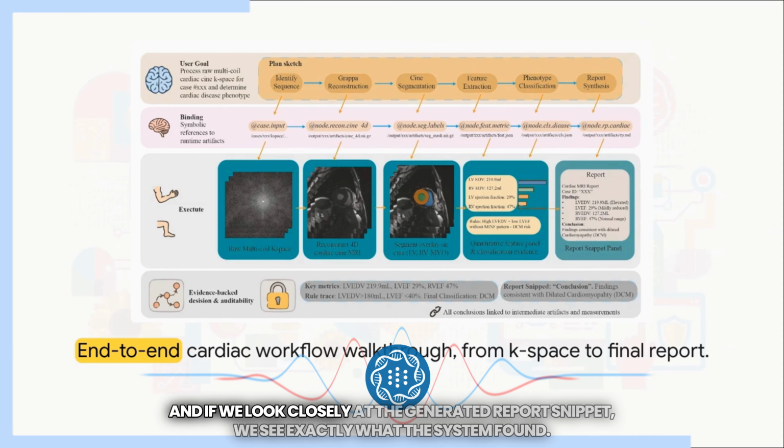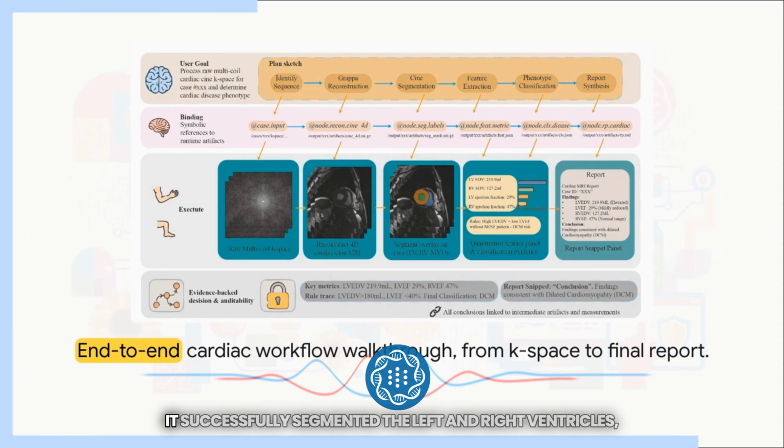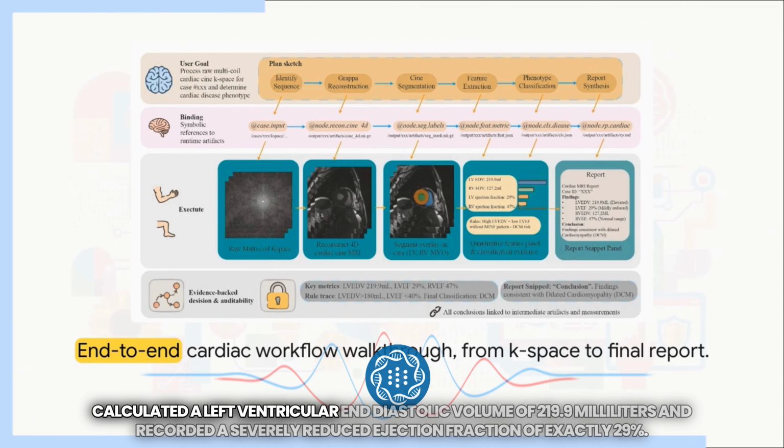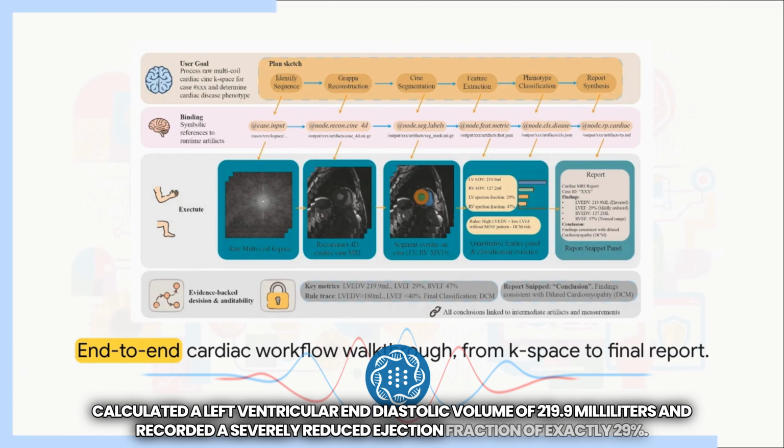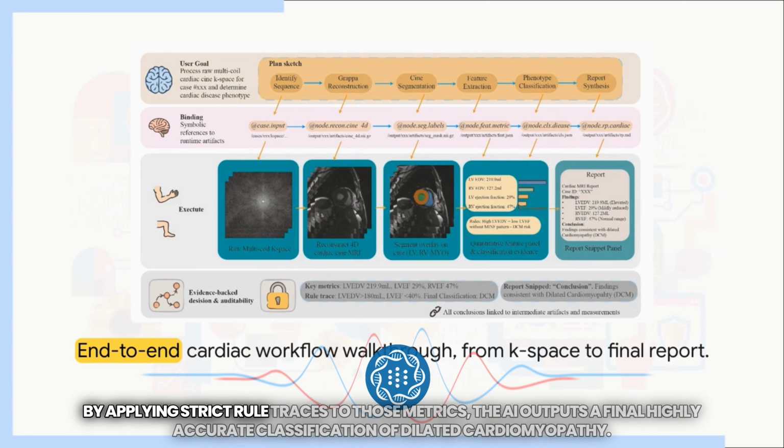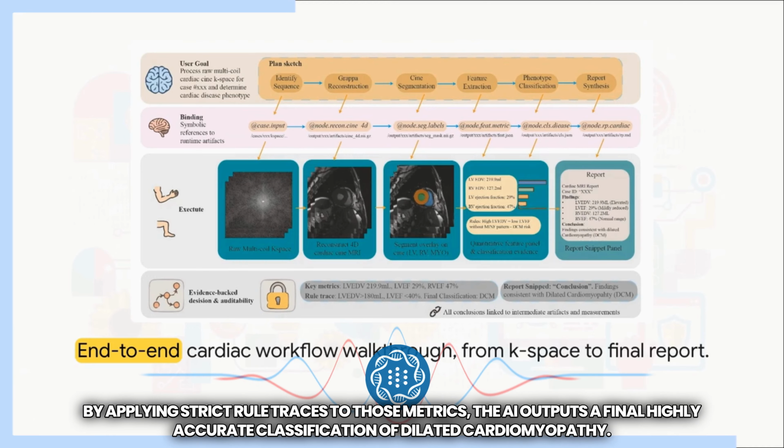And if we look closely at the generated report snippet, we see exactly what the system found. It successfully segmented the left and right ventricles, calculated a left ventricular end diastolic volume of 219.9 milliliters, and recorded a severely reduced ejection fraction of exactly 29%. By applying strict rule traces to those metrics, the AI outputs a final, highly accurate classification of dilated cardiomyopathy.